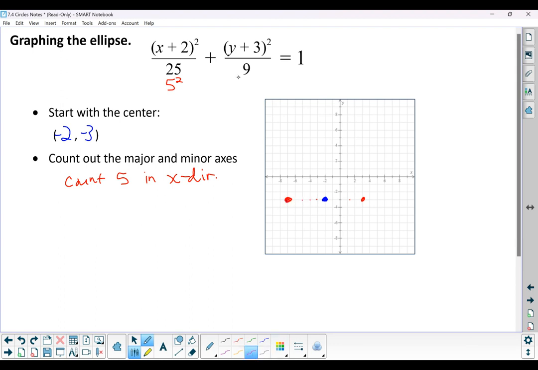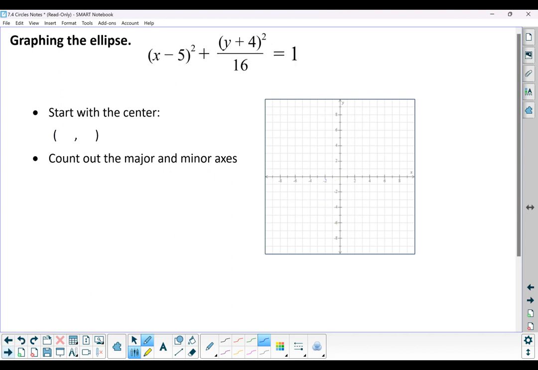And then in the y direction, with the y part of the equation, I have a 9. That's a 3 squared, so I'm going to count out 3 in that y direction. 1, 2, 3, and 1, 2, 3. Then I can sort of connect those into that ellipse shape. I'm not very good at drawing these. That's our ellipse. So let's practice that one more time.